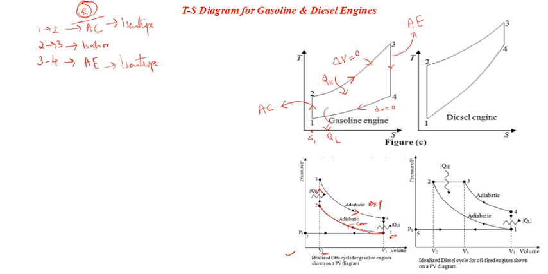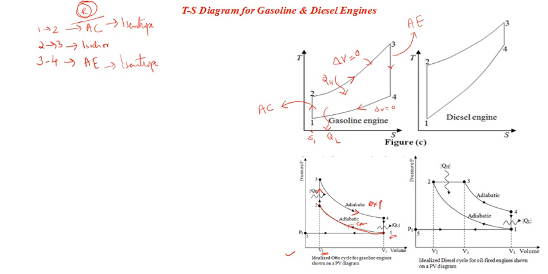And let me tell you another thing that you should understand. If at all any heat is entering or leaving the working substance, that can have only two windows. Either it should be entering during 2 to 3, or it should be entering or leaving during 4 to 1. Why?